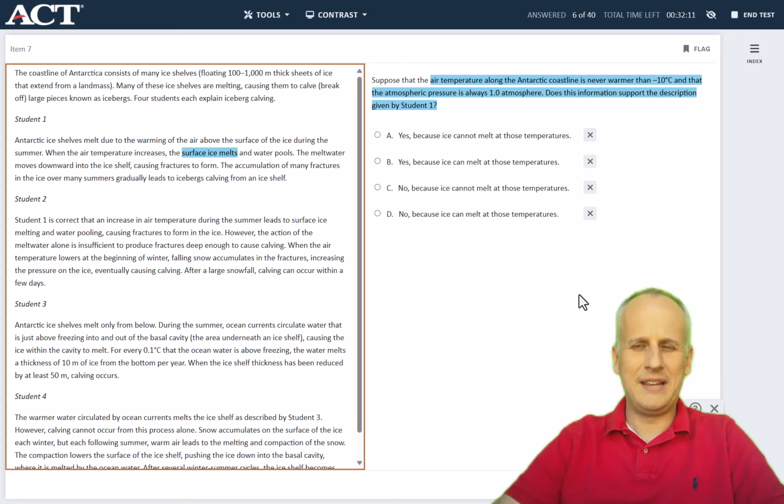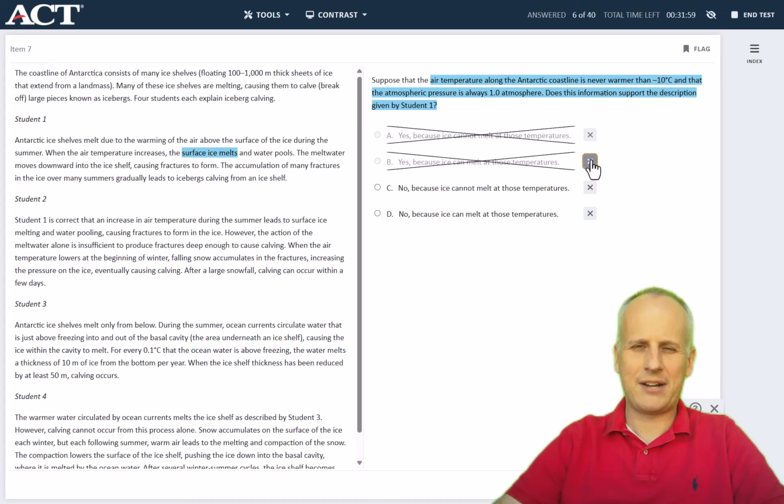Well, we need the surface ice to melt according to student 1. And again, we need very limited outside knowledge for the science section, such as at what temperature does ice melt? Well, it has to get above 0 degrees Celsius. So we can eliminate choice A because that does not match what is happening in student one. So student one would not be correct. So it does not support student one, and ice cannot melt at those temperatures, which allows us to eliminate choice D and select as our correct answer choice C.